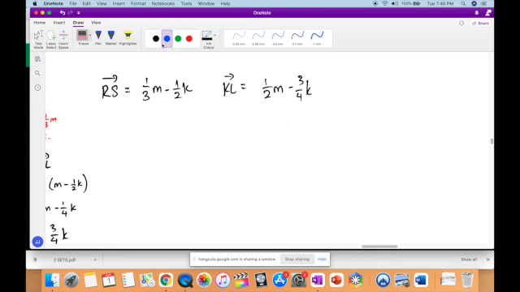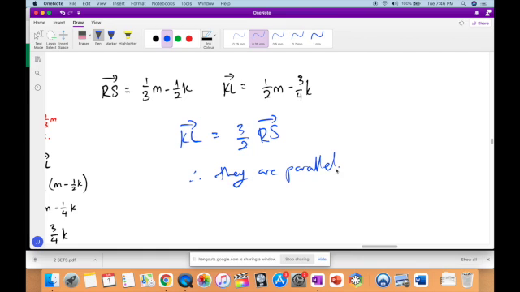So we can see here that KL is actually equal to 3 on 2 RS. And therefore, they are parallel because they're scalar multiples of each other. So how did I find that they were scalar multiples of each other?